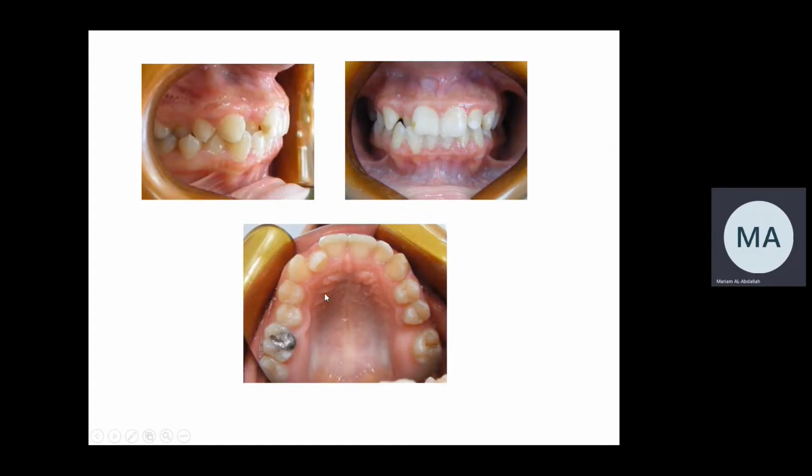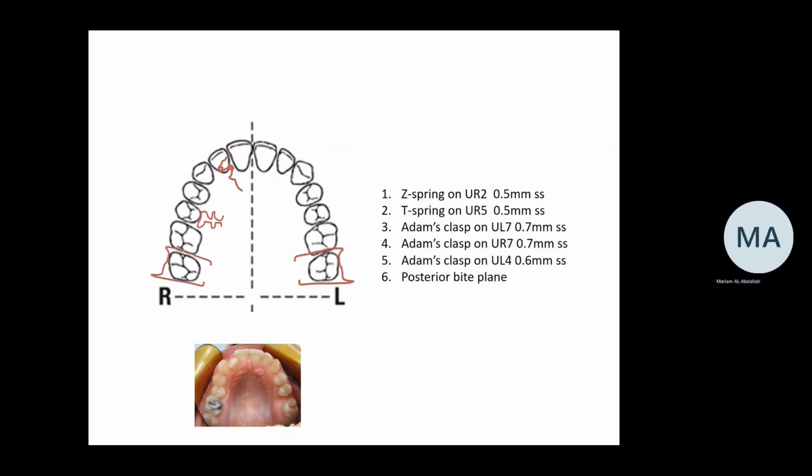For the lateral incisor, what's the active component? It's a Z-spring of 0.5 millimeter stainless steel wire. For the second premolar, I choose a T-spring of 0.5 millimeter stainless steel wire. For the retention, I can clasp the 7s using Adams clasp of 0.7 millimeter stainless steel wire. On the left side, I chose 7 because 6 happened to be extracted.